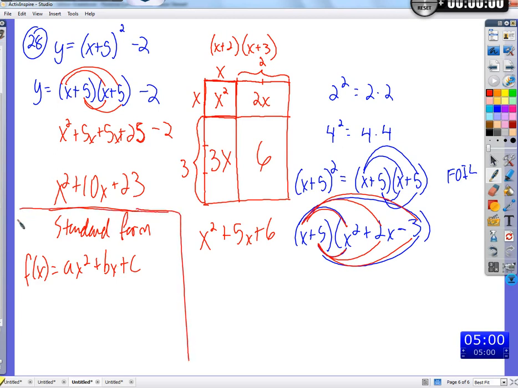So we go back to vertex form. If it's written in vertex form, we can find the vertex, we can find other points, and we can graph it. As simple as something like that can be to graph. If we're here, though, it's not as easy, but there are some patterns that we can pull out of it.